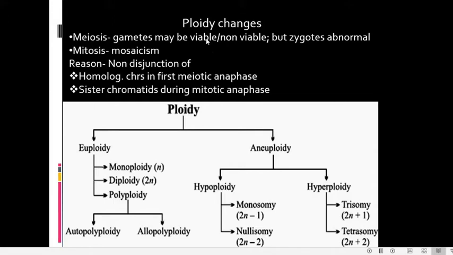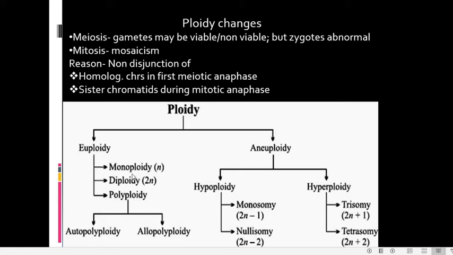Then ploidy changes. Changes in the number of chromosomes are collectively called ploidy changes. It can be of 2 types, euploidy and aneuploidy. So we go to euploidy first. This is a condition in which, in the somatic cell of an organism, the chromosome number will be an exact multiple of its monoploid number, or its basic chromosome number, and each chromosome will be represented only once in each set. So such a condition is called euploidy.